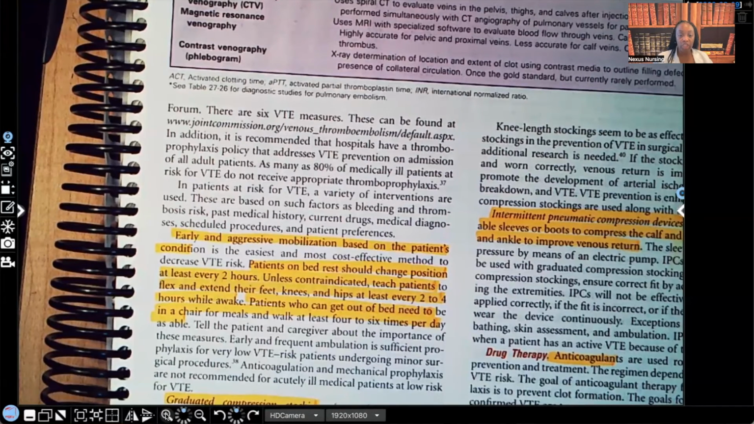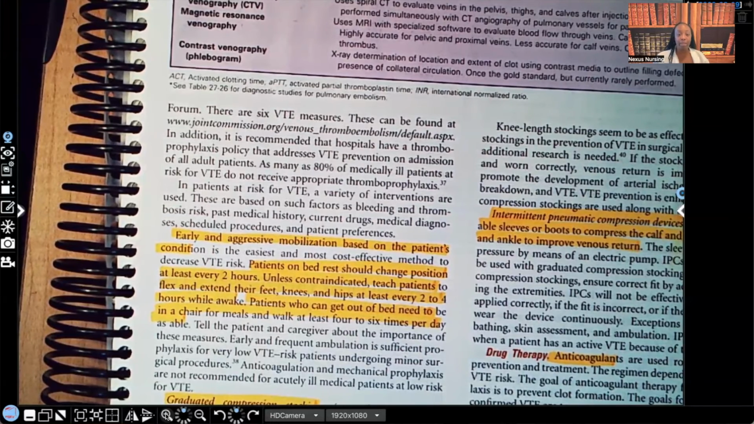Patients on bed rest should change positions at least every 2 hours, unless contraindicated. You're going to teach the patients to flex and extend their feet, knees, and hips every 2 to 4 hours while awake. Patients who can get out of bed need to get out of bed, okay? Patients who can get out of bed need to be in a chair for meals, and they need to walk 4 to 6 times per day if they're able to.